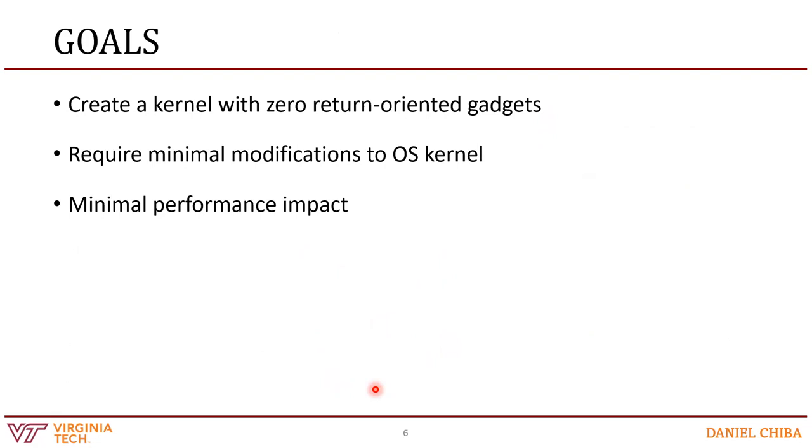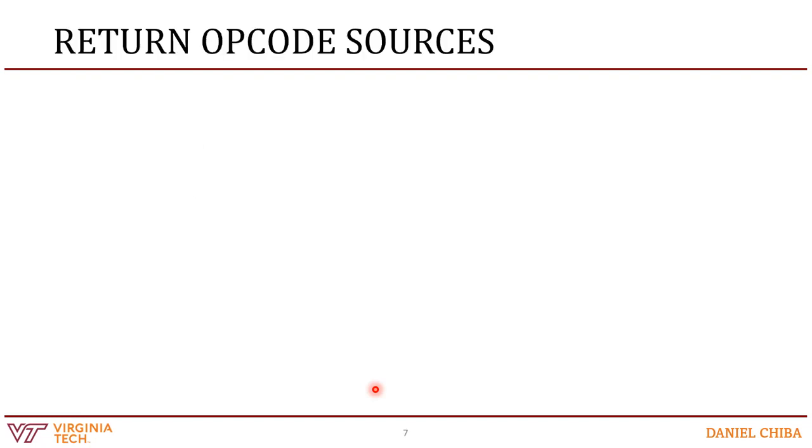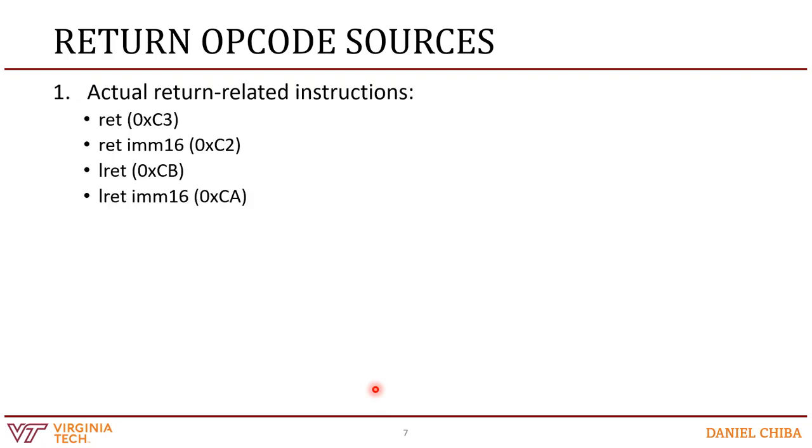So we're done with the background. Let's see, the goals of this paper are to create a kernel without any return-oriented gadgets. Now we want to require minimal modifications to the target OS kernel and also minimize performance impact. So we say we want to eliminate all of the return opcodes. So where do those return opcodes come from in the first place? So you have actual return related instructions.